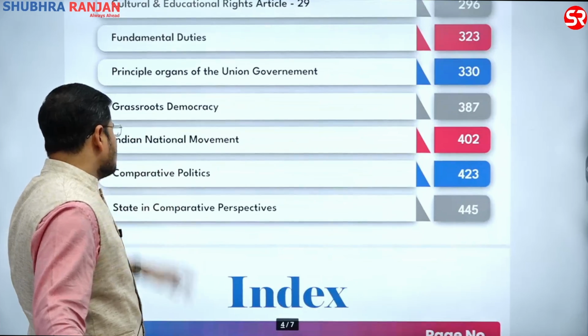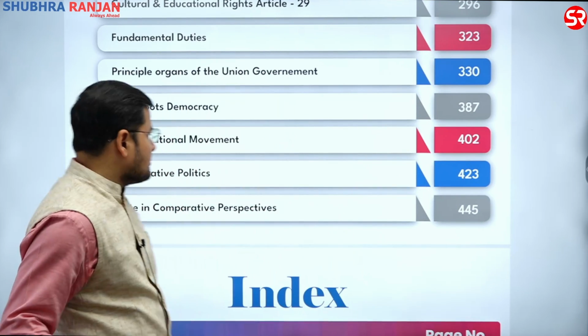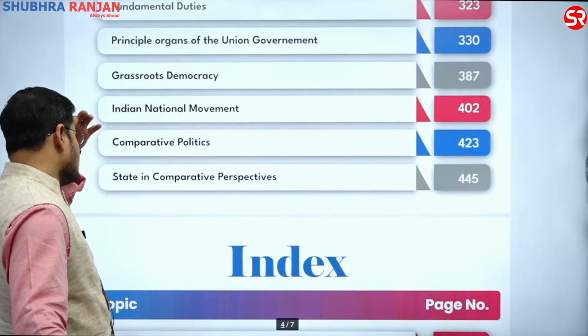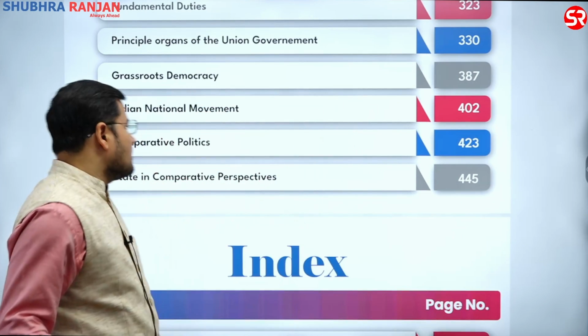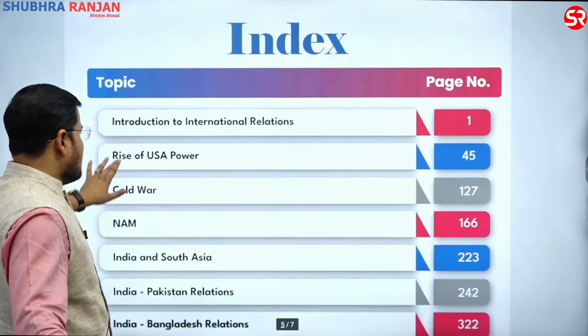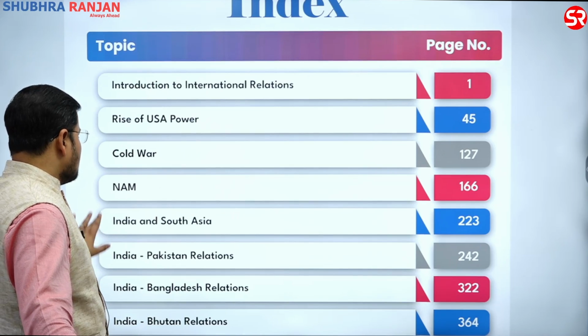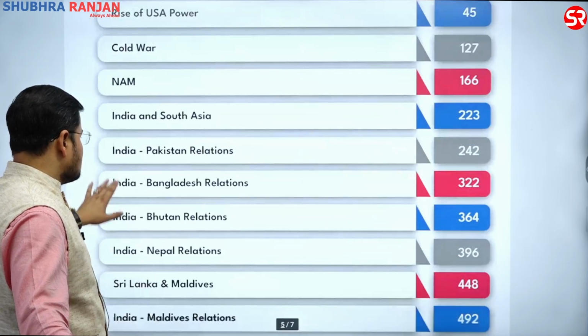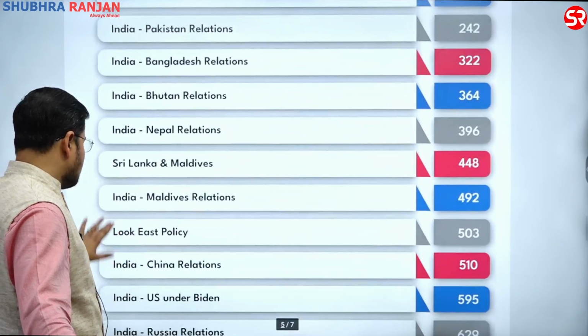Okay. Grassroots democracy, 2 or 3 classes we take for this to address all the connected topics related to grassroots democracy. Indian national movement, again a very fundamental topic which will have a greater overlap with modern Indian history also. Okay. Comparative politics and the state in comparative perspective. Now after that, all these are the topics of international relations, which will include the Cold War, NAM, India and South Asia, bilateral relations: India-Pakistan, India-Bangladesh, India-Bhutan relations. Okay, all these are bilateral relations.